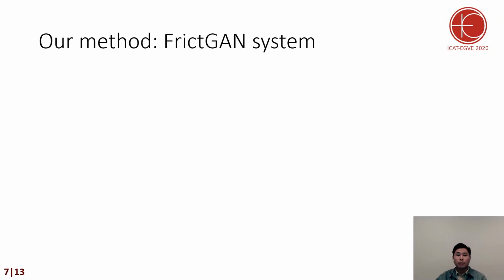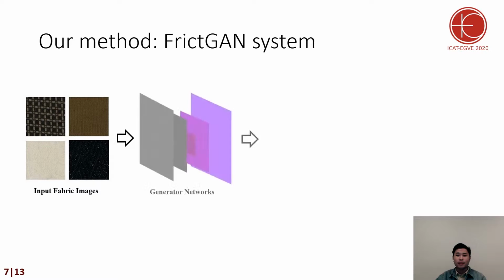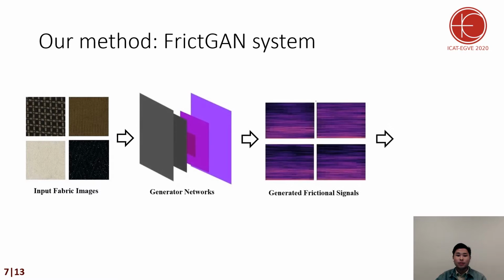In our work, we propose FrictGAN, a deep learning-based framework to synthesize frictional signals for electrostatic tactile displays from fabric texture images. Users could input the RGB fabric images to the generator network, and it will synthesize the amplitude spectrograms of frictional coefficient signals, which could be applied on the electrostatic tactile display to simulate the haptic texture surfaces of the input fabrics. This is one pipeline of FrictGAN.